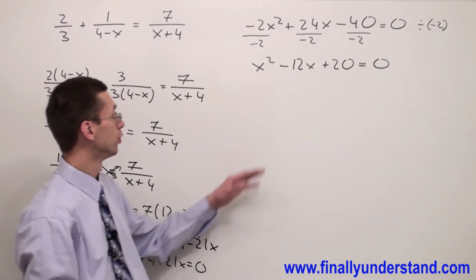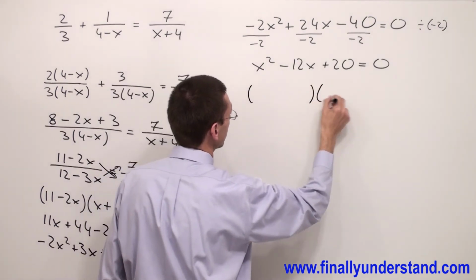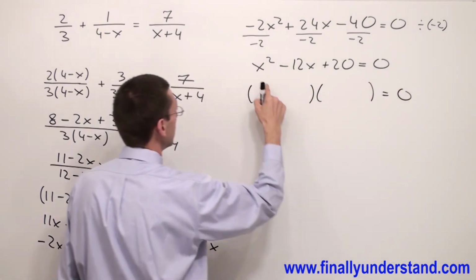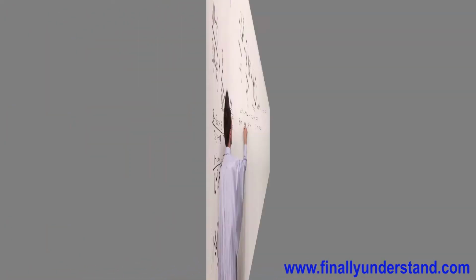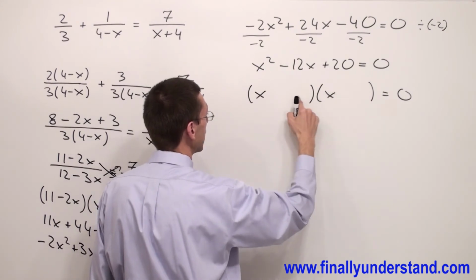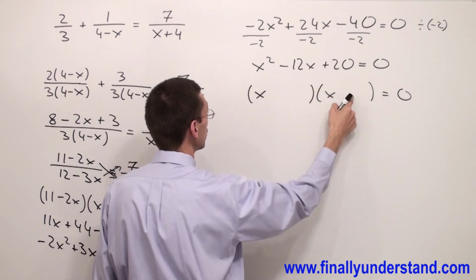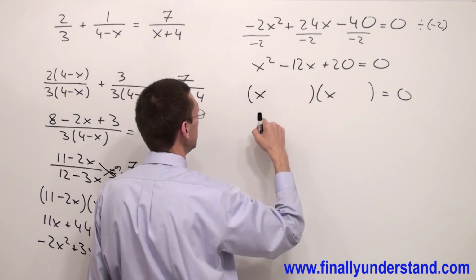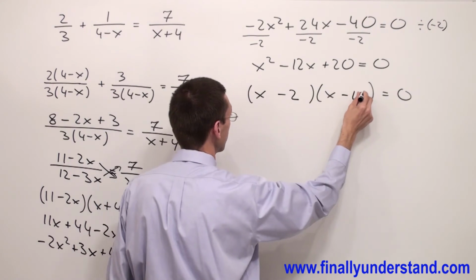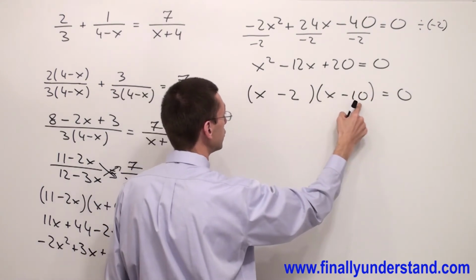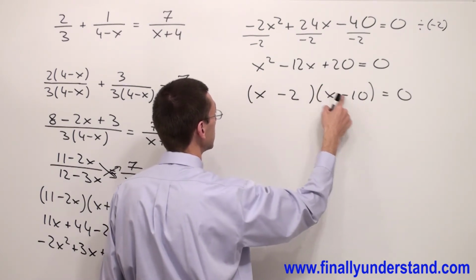Next, I'm supposed to perform factoring. I have parentheses equal 0. Now, because I have coefficient 1, I have x and x over here, and the numbers which I'm going to write over here multiply by each other supposed to give me positive 20. Added to each other they are supposed to give me negative 12. These numbers are negative 2 and negative 10. Negative 2 times negative 10 gives me positive 20. Negative 2 plus negative 10 gives me negative 12.